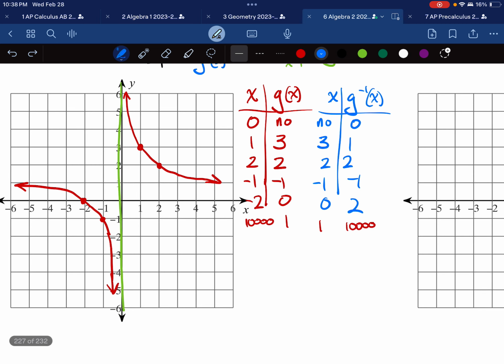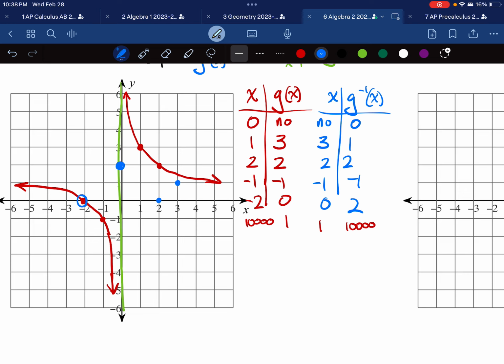So let's plug in (3, 1). (3, 1) is this value right here. (2, 2). And (-1, -1), which is right there. And (0, 2). So (0, 2) is right there. All right, interesting. I think I did all that correct.